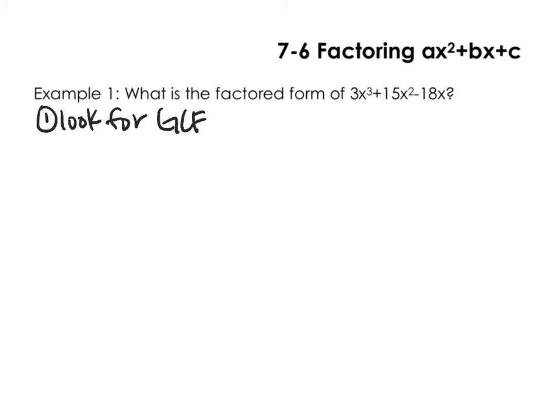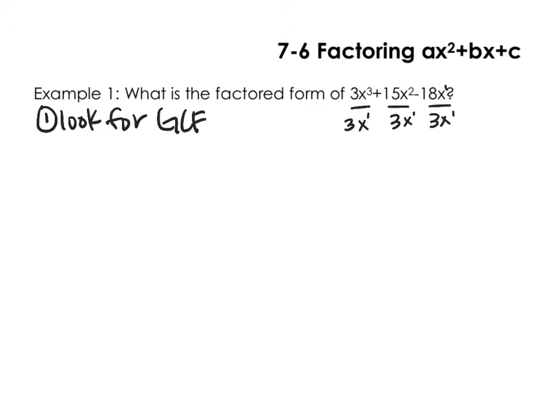Looking at 3, 15, and 18, I can see that I can divide all of these by 3. And then I also want to take any x's if possible. I see that I have a 3, a 2, and a 1 power on my x's, and I'm always taking my lowest power of x. So I'm going to take x to the first out of all parts of my polynomial.